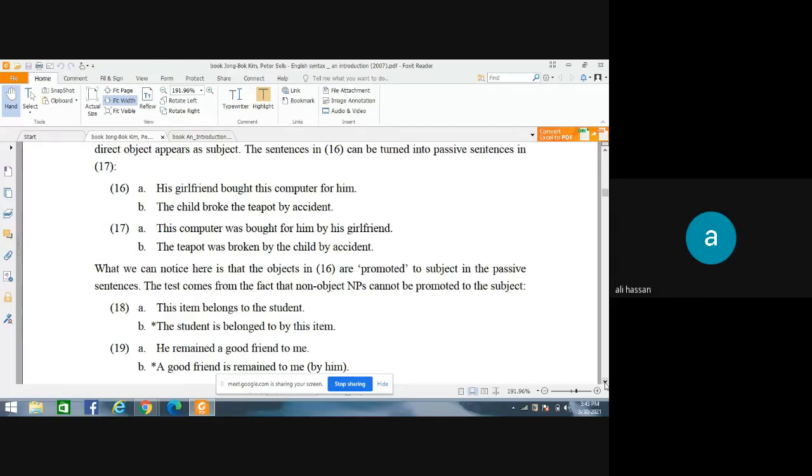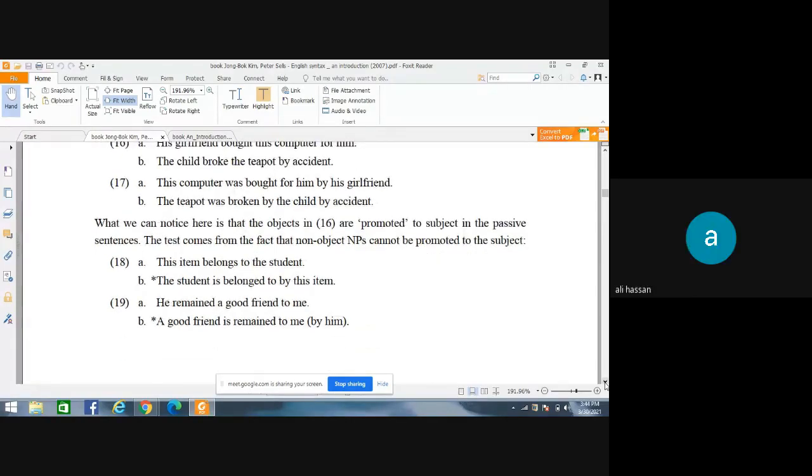18A, this item belongs to the student. 19A, the student is belonged to by this item. Here the student cannot be promoted as a subject of the sentence in passive voice. So this item belongs to the student. It means that here it cannot be turned into the passive voice, and so the student is not the object. Are you getting this point? Yes, sir.